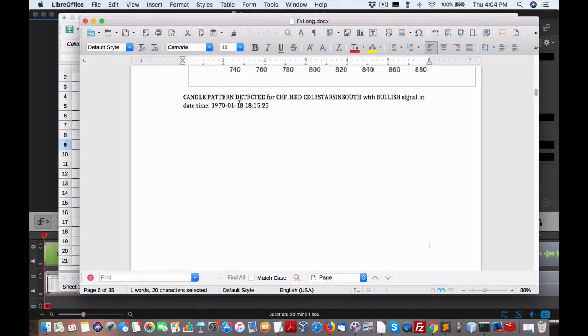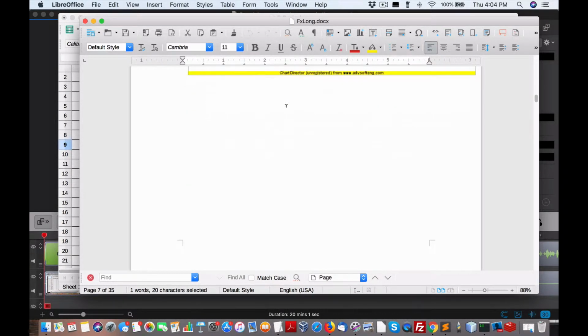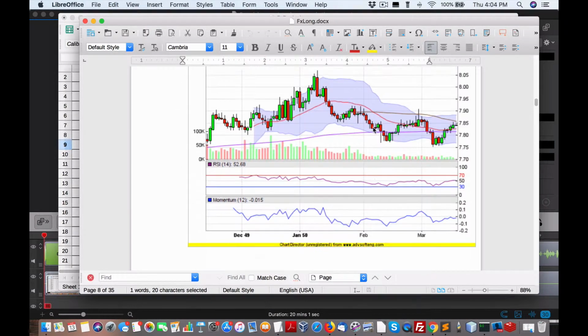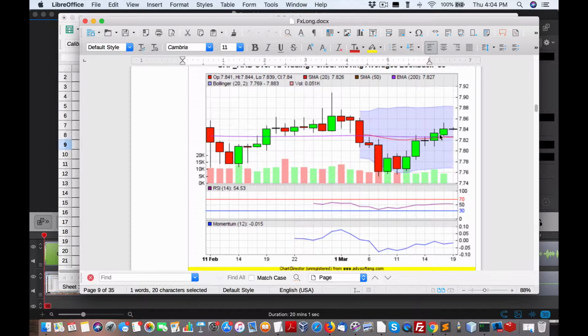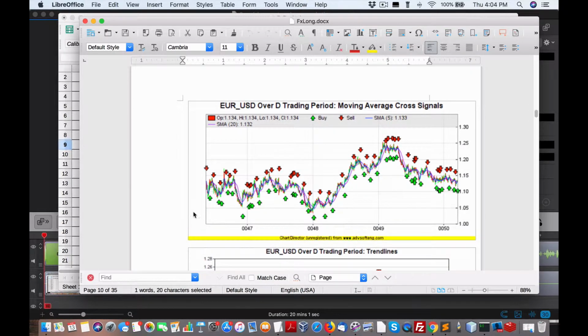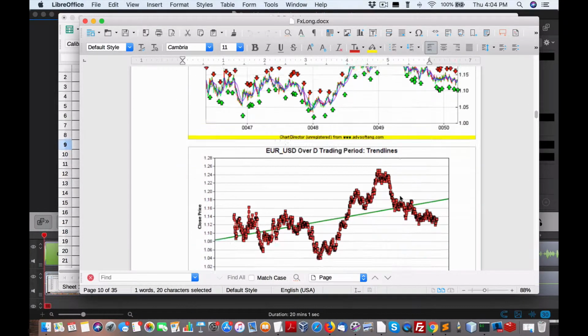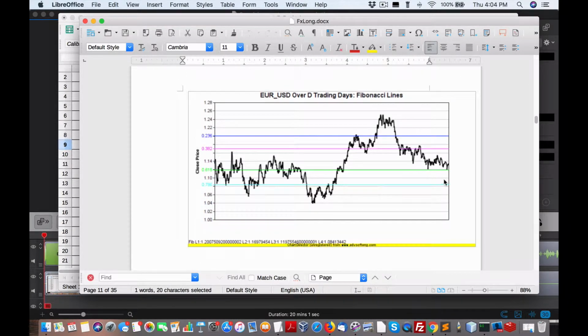So we have here the time is a bullish signal, bullish candle. Here's the 180, 90-day view, and the 30-day view. So it has had a nice little run up, still negative momentum. Euro US dollar. Let's check this out. All these false positive. Upward trend, but below trend historically. It's within the zone.